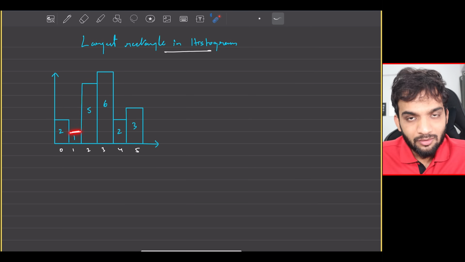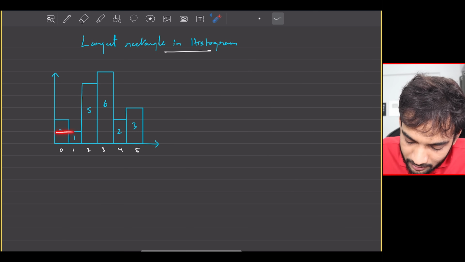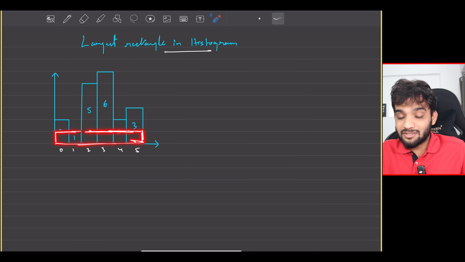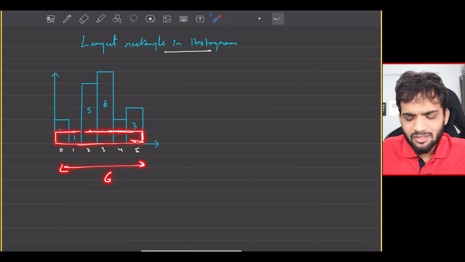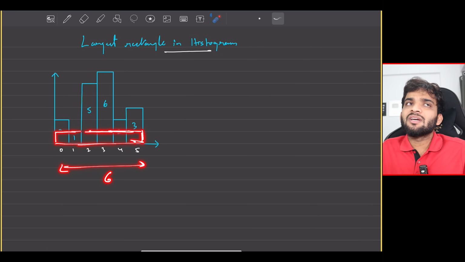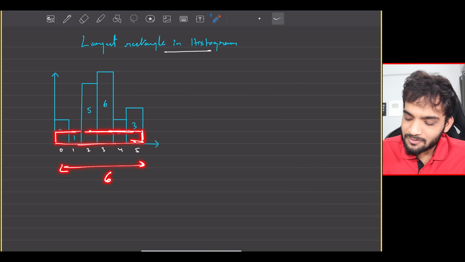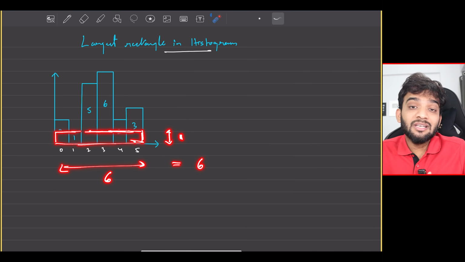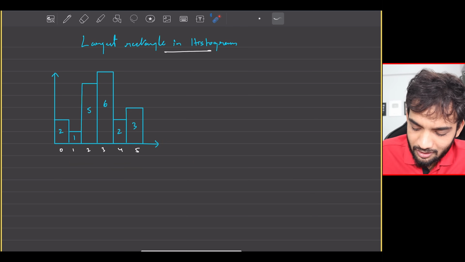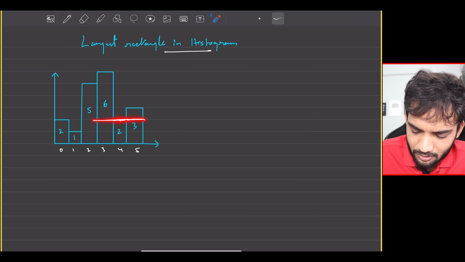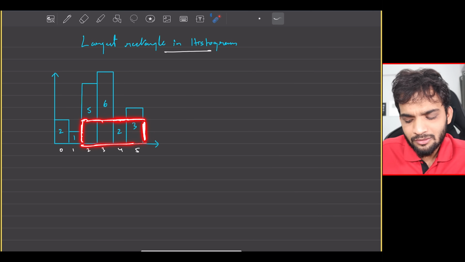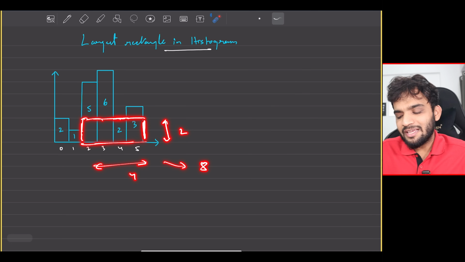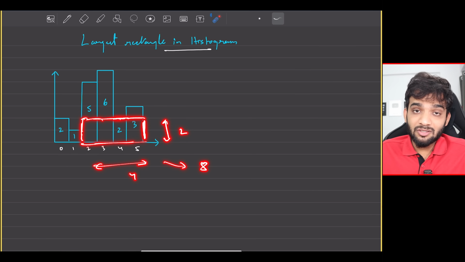If I stand at 1, the rectangle that I can form is this one, and I'll have to figure out the area of this rectangle. I can say that the width is 6 because it has 6 blocks. Every block has a width of 1, thereby 6, and the height is 1. So the area will turn out to be 6. But you need the largest. If I take the height of 2, I'll be able to form this particular rectangle. The width will be 4 and the height will be 2, which will give us an area of 8. Is this the largest? No.